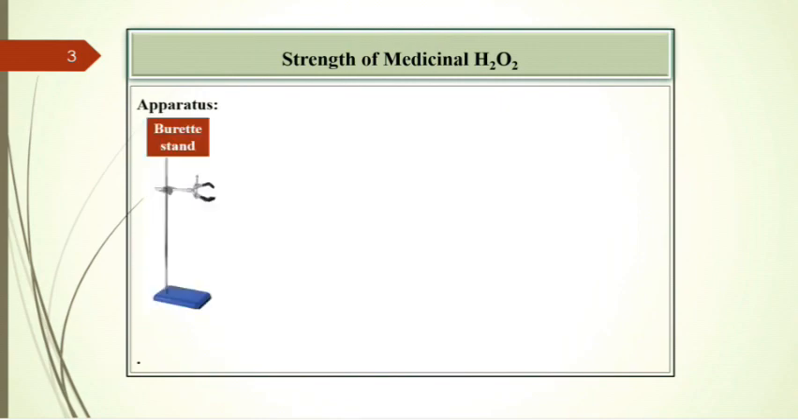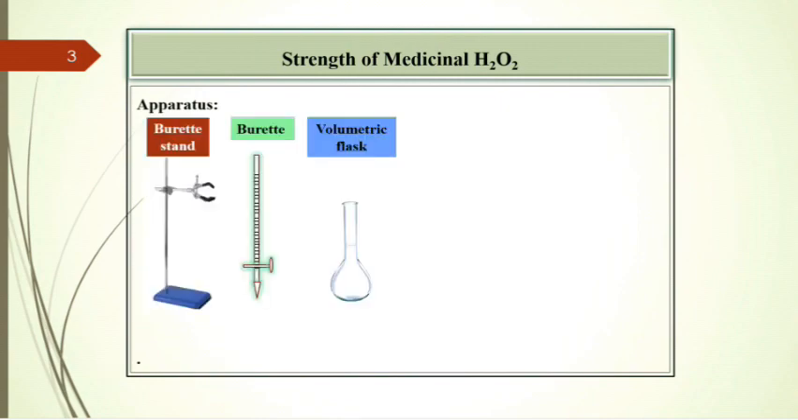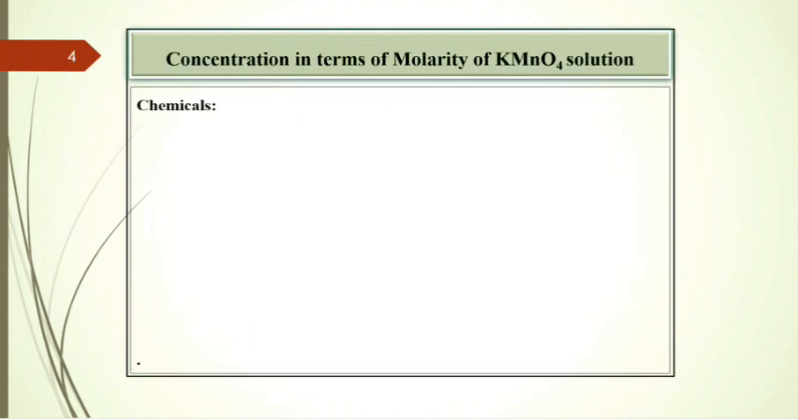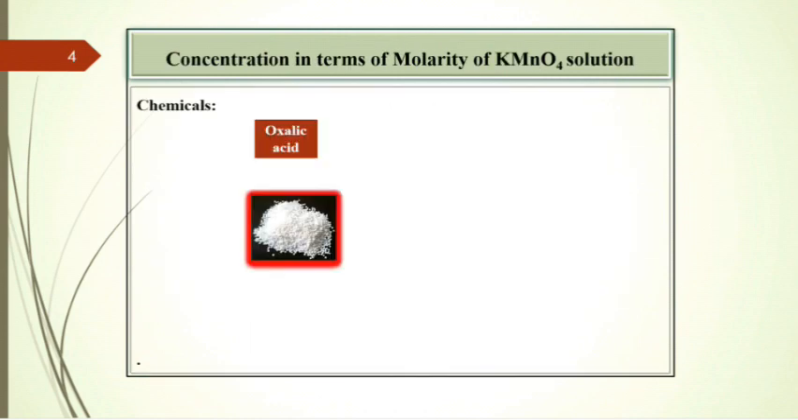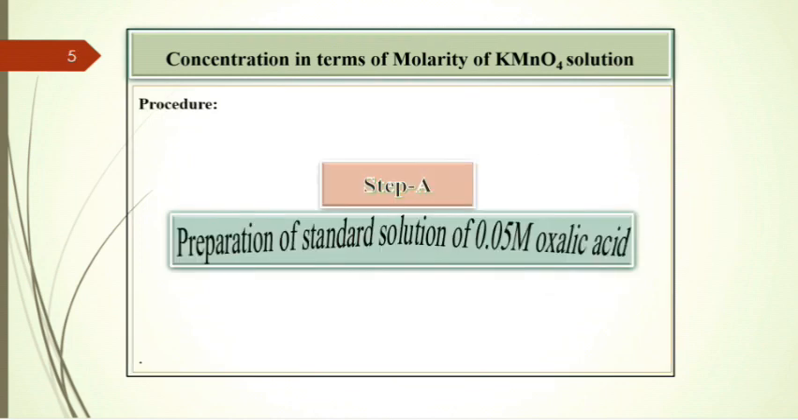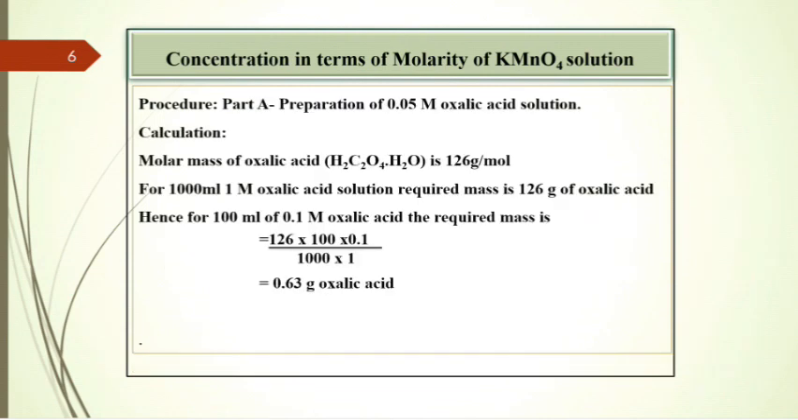Apparatus: burette stand, burette, volumetric flask, conical flask, funnel and beaker. Chemicals required are oxalic acid, KMnO4 and 2 molar H2SO4. Step A: preparation of standard solution of 0.05 molar oxalic acid.